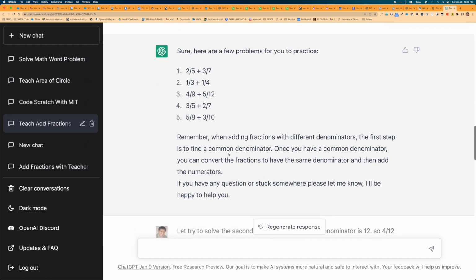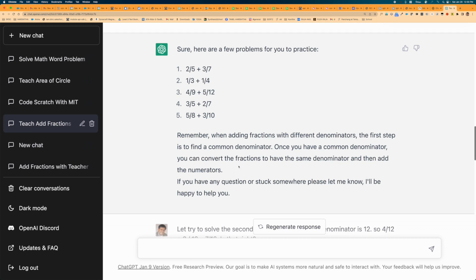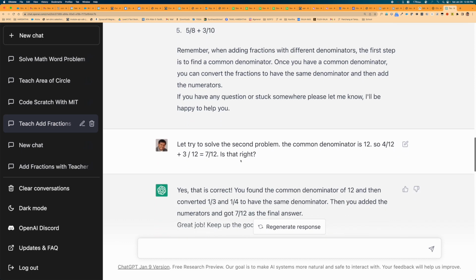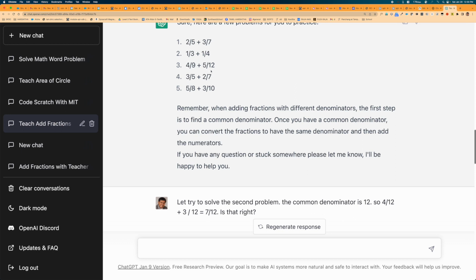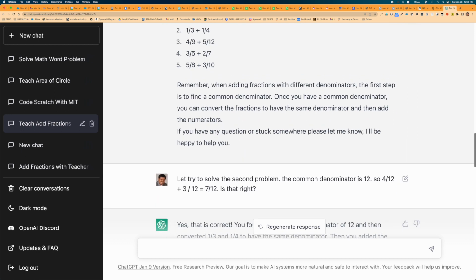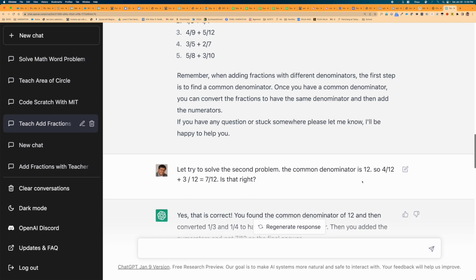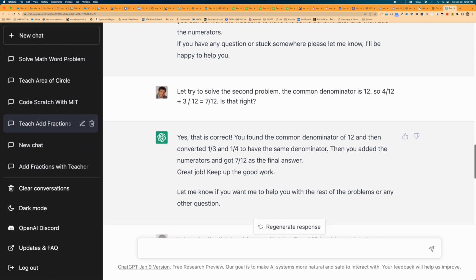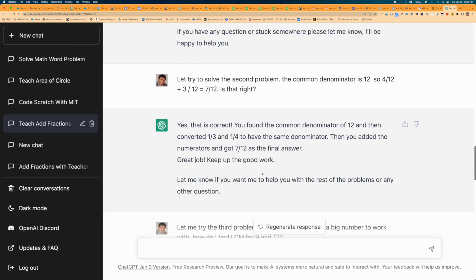And then it also gave me some steps: find the common denominator, convert the fractions, and then add the numerators. It also said, if you're stuck, I'll be happy to help you. That's nice. Okay, I took the second problem to solve, and it was straightforward. I found the common denominator as 12, and did 4 by 12 plus 3 by 12 as 7 by 12. I asked if this is right, and it confirmed that it is right.